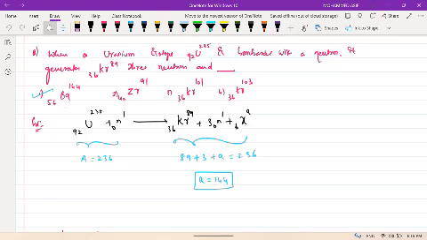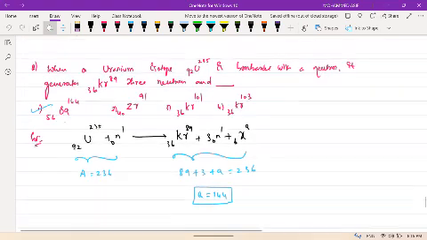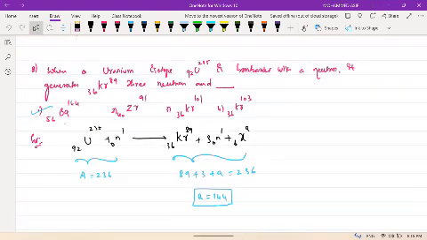Clear? We just equate the masses on the left hand side and right hand side. That will give me the answer. Let's go through the question once again. When a uranium isotope, uranium 235, is bombarded with a neutron, it generates a krypton and 3 neutrons. It is asking which option will be best matching there.